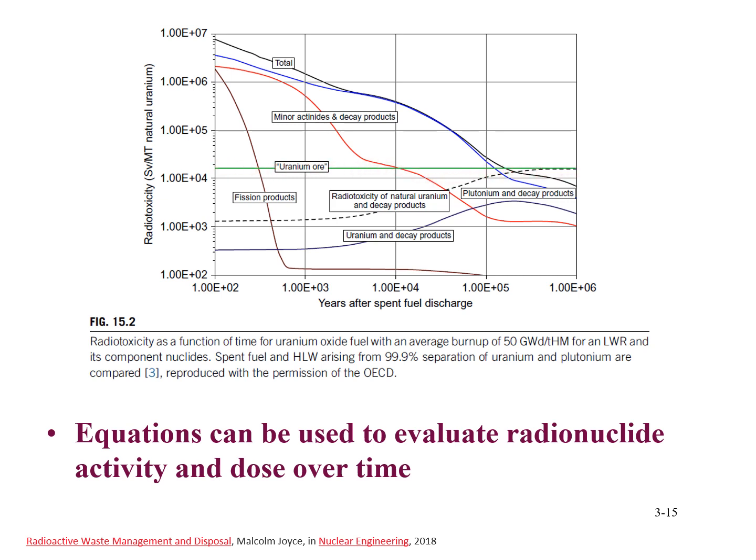We also see here that this is for an average burnup of 50 gigawatt days per metric ton for a light water reactor. Those are conditions of a nuclear reactor that we will briefly touch upon in this course, and we may have a full lecture on it. So overall, the equations we discussed can derive data such as this over a period of 1 million years, and in this case, the equations can be used to evaluate the radionuclide activity and dose over time.